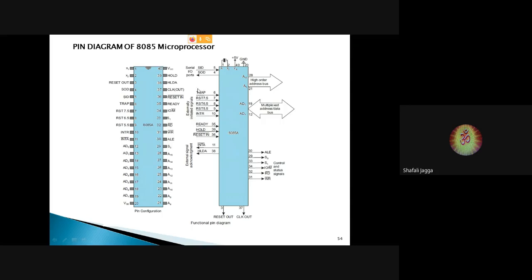So if at a time TRAP and RST 7.5 are both active at the same time, then the priority of the TRAP interrupt is highest. Then RST 7.5, after this RST 6.5, then RST 5.5, and INTR is the lowest priority interrupt. So these are the 4 externally initiated category signals. In the interrupt category, there are further 5 signals.